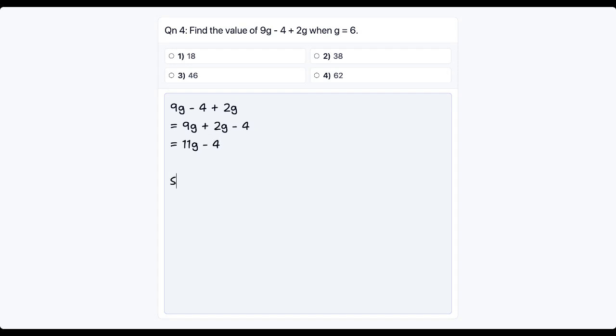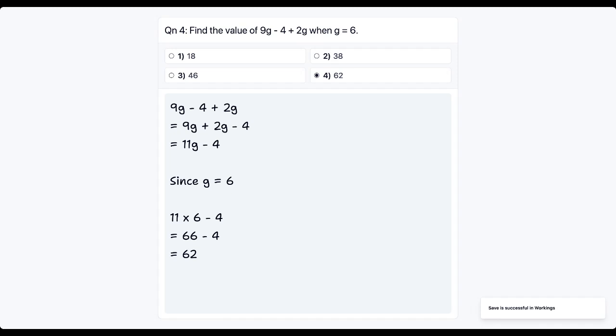Okay, and then since g is equal to 6, that means 11 times 6 plus 4, which is equal to 66 plus 4, and this will become 70. Sorry, minus, not plus. I was looking, where is the 70? So 66 minus 4 will be 62. So the answer to this question is option number 4. There you go.